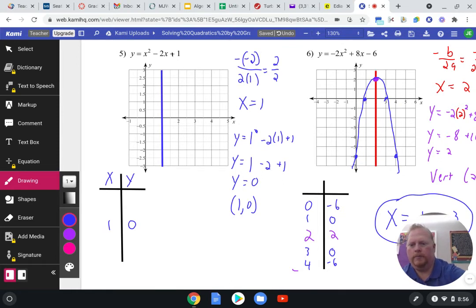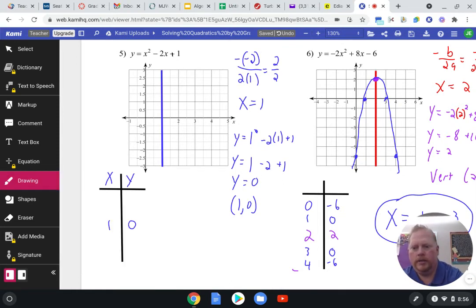So now I'm going to pick two numbers below 1, so 0 and negative 1, and then two numbers above 1, so 2 and 3. And I'm going to mentally figure these out. So if I plug in negative 1, I get 4. If I plug in 0, I get 1. If I plug in 2, I get 1. And if I plug in 3, I get 4.